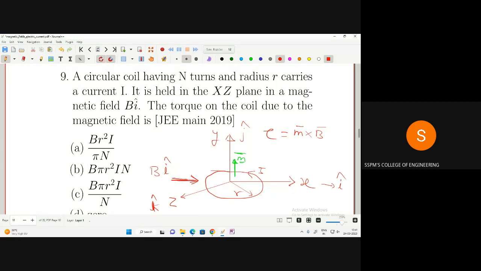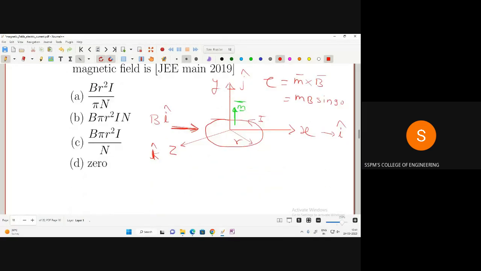B is directed along the x axis and magnetic moment is directed on the y axis. So the angle between M and B is 90. So the torque is equal to magnetic moment M into B into sine theta, where theta is 90. So the torque tau is equal to M into B, where sine 90 is 1.